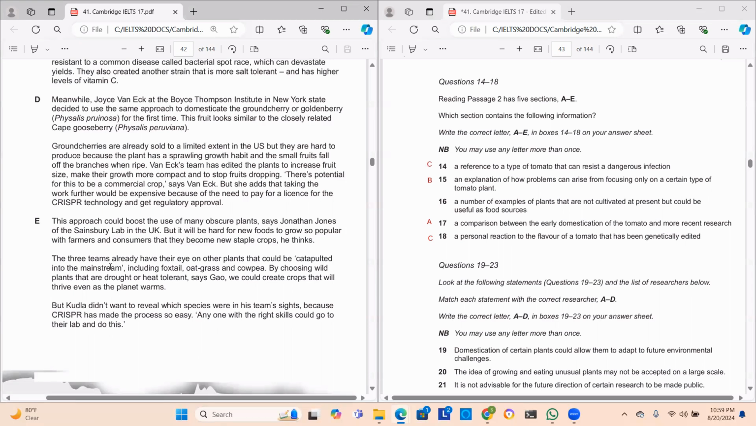Number of examples of plants not cultivated, but could be useful. See, we could create crops that will thrive even if the planet warms. So this is the explanation. So 16th one should be E. Okay.